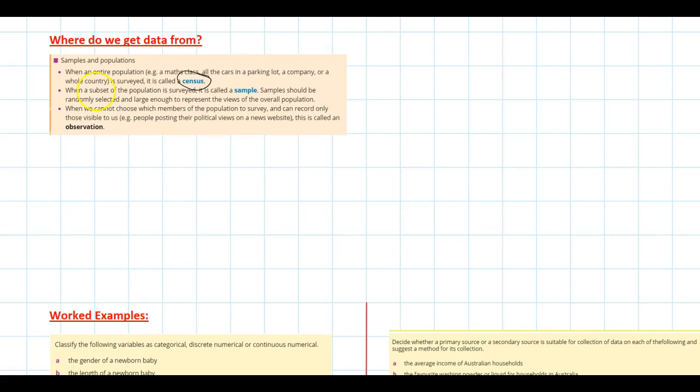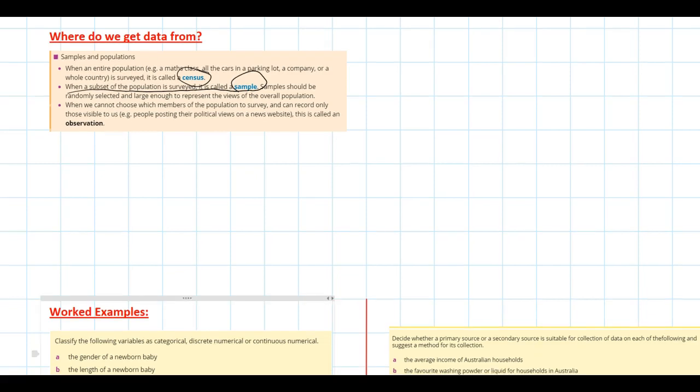But then within that, when a subset of the population is surveyed, it's called a sample. So samples should be randomly selected and large enough to represent the overall population. So make sure you know the difference between census and sample. And then from there, make sure you also know the definition of observation. So read through that, write that definition down, and then we'll continue on from there.